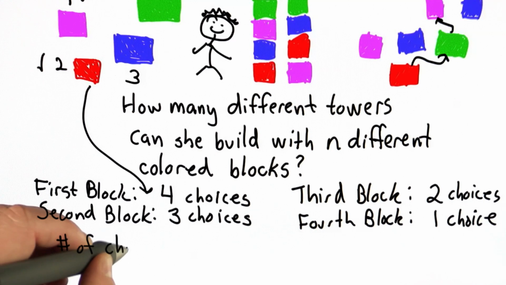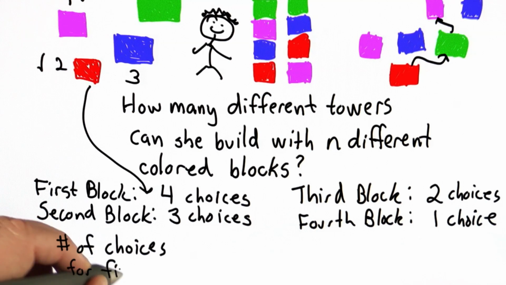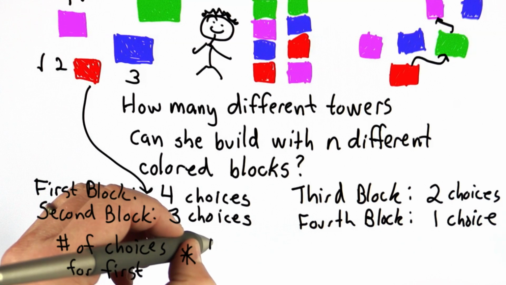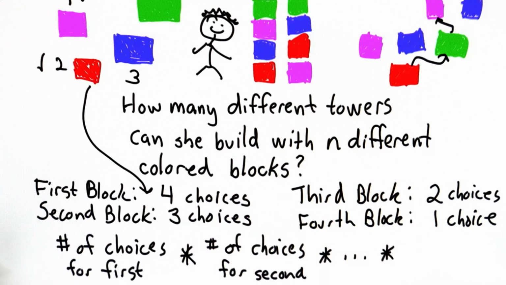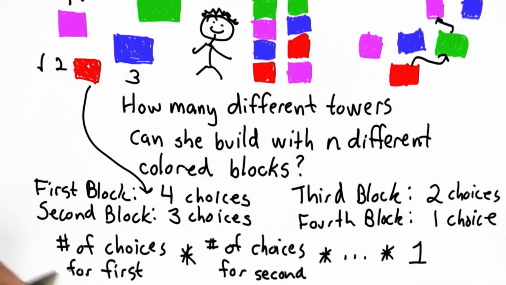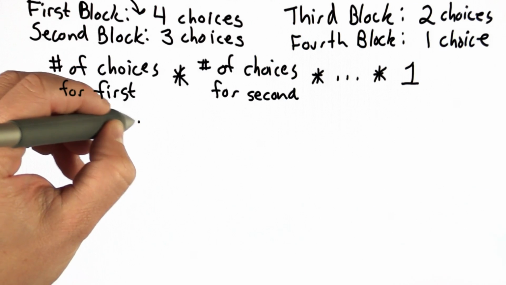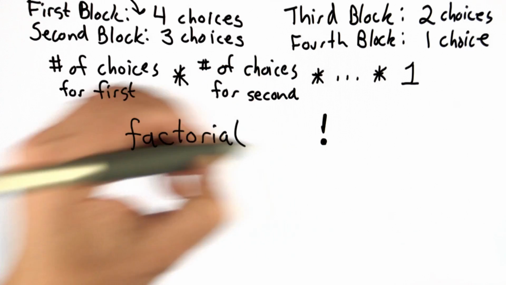To figure out the total number of choices, we multiply the number of choices for the first block by the number of choices for the second, and we keep going for however many choices there are. In this case, there are only 4, until we get down to 1. Each time we make a choice, we have 1 fewer item left to use for the next choice. So the function that we're computing here is mathematically called factorial, and it's sometimes written with an exclamation point.